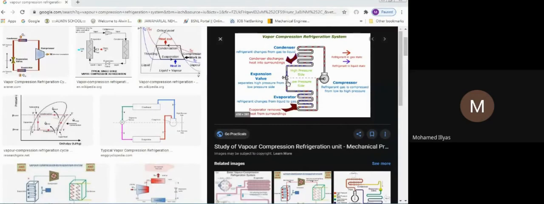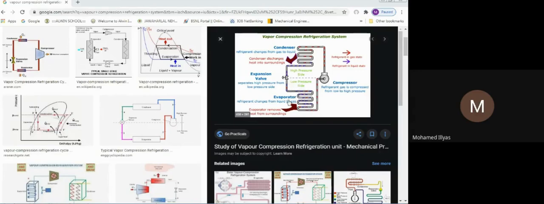So there will be a huge temperature drop. So what will happen? Here a very low temperature liquid refrigerant will be coming. When it is a low temperature liquid refrigerant, it gives a cooling effect. Immediately we are getting a cooling effect here. This cold refrigerant we are allowing into the evaporator.